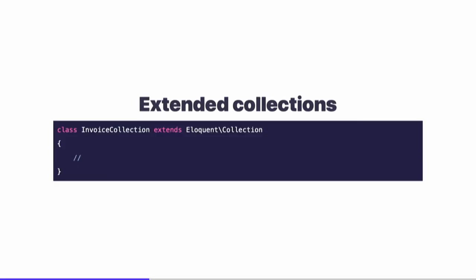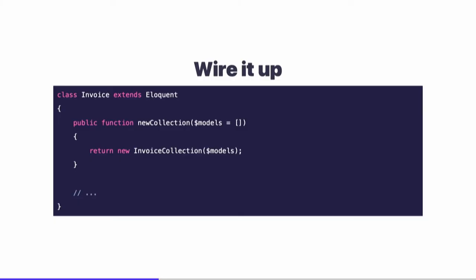Okay, so moving on. How do we create our own extended collection to deal with this and make it more expressive? First thing we want to do is create an invoice collection. We want to do this for our invoice class. So we create an invoice collection, and it is extending the Eloquent collection class. Remember, Eloquent collection, not support collection. Then we need to wire it up. We need to make sure that whenever we run a query, we get our results already wrapped up in this collection. I don't want to get the results and then wrap them in the collection later. I want that all to happen under the hood. And Laravel makes that super easy.